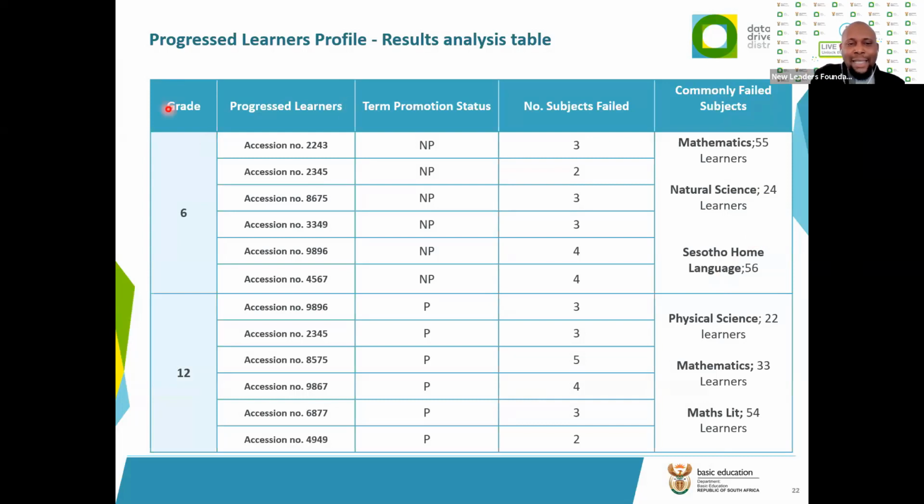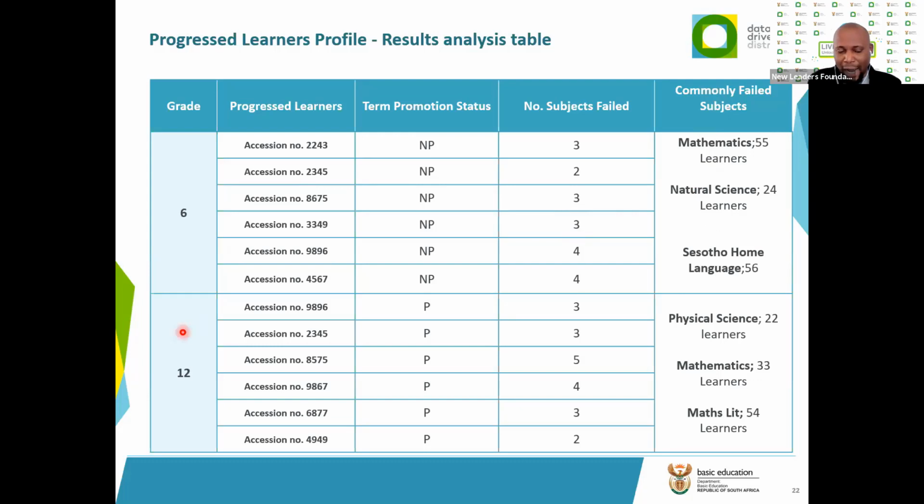Now, look at this. It says grade 6. Now, we're looking at grade 6 alone. Progress learners. We look at the promotion status. Remember, you can look at that. And also the number of subjects, which is one of the information on the learner chart report. Remember that information that I said, we need to look at those subjects that are commonly failed. We put that down also. This will actually guide us in our discussion.